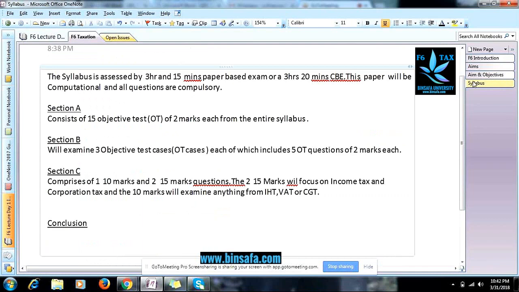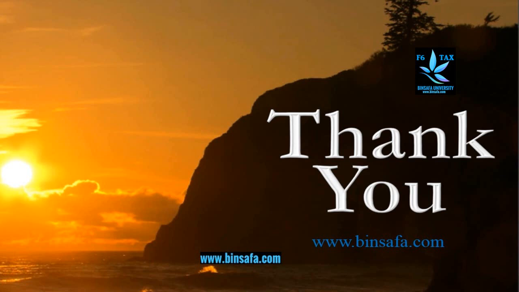I'm done with section C. Section C will be of 40 marks, one 10-mark question and two 15-mark questions. Please write it down. This is the final summary of the paper and of the questions you'll be examined on. It will comprise one 10-mark question and two 15-mark questions, and will be focused on income tax and corporation tax. With the two 15-mark questions, he's throwing marks at you, he's giving you marks freely. So you can just imagine how important income tax is.